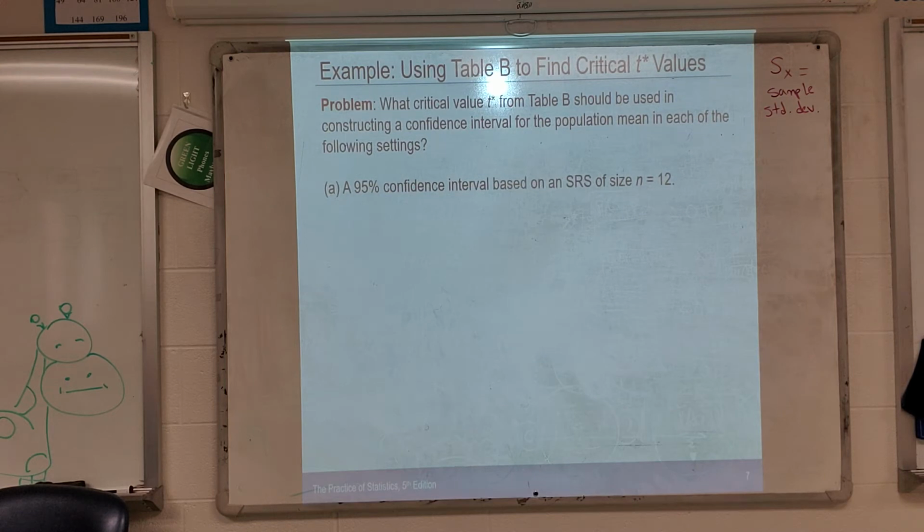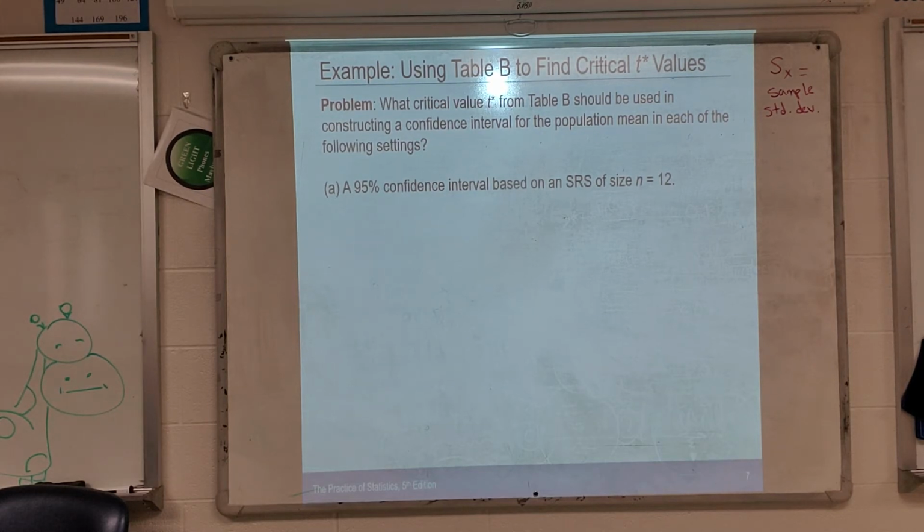All right, so what critical value t star from Table B, which we're going to use a calculator to do anyways, should we use if we want to construct a confidence interval for a population mean in each of the following settings? A 95% confidence interval based on a simple random sample of size n equals 12.